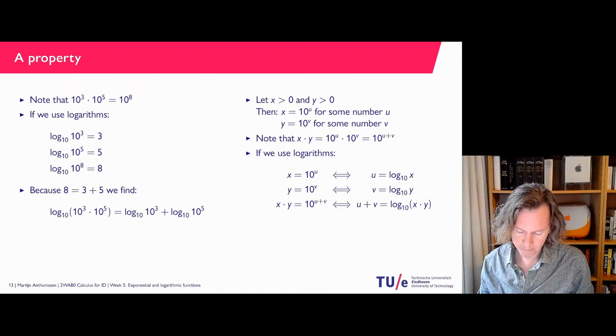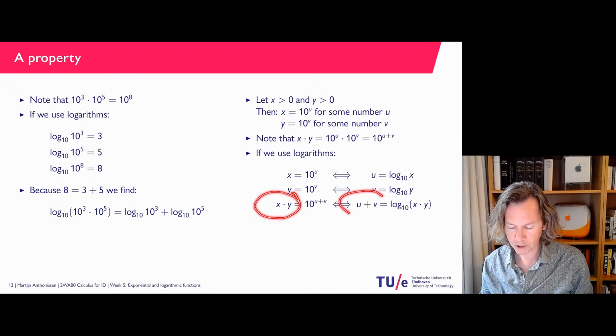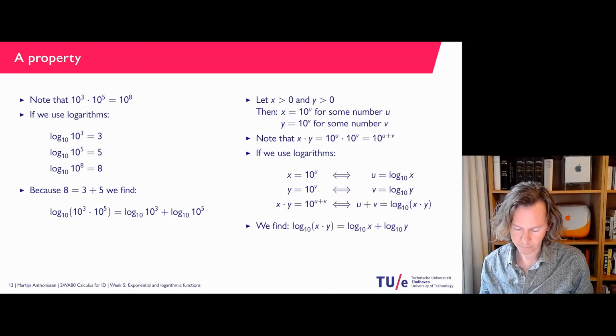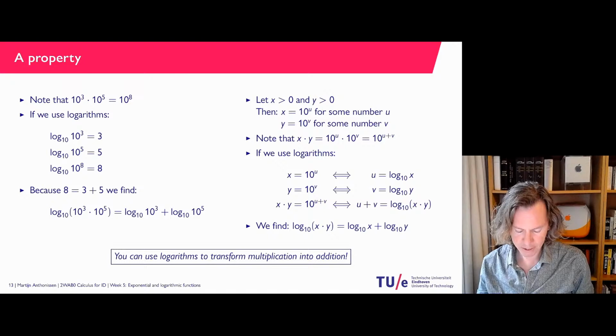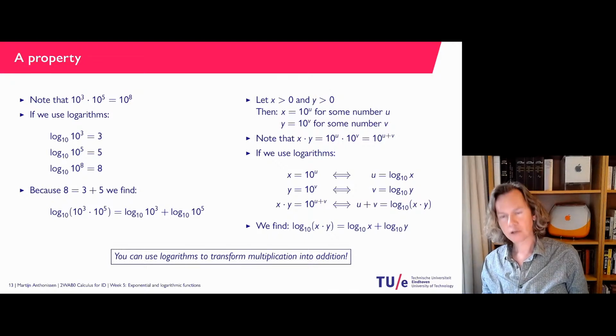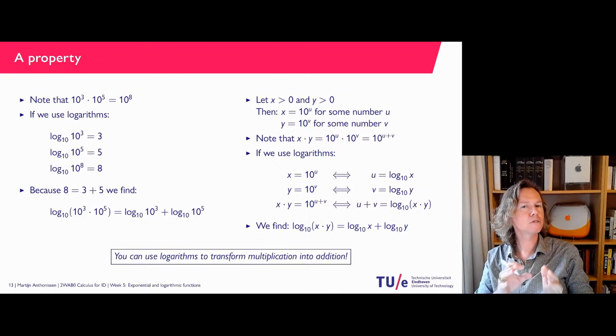So basically, if you write that using logarithms, then a multiplication on the left becomes an addition on the right. And that is interesting. So apparently the 10 log of x times y is the 10 log of x plus the 10 log of y. And what it basically says here is that you can use logarithms to get from multiplication to addition.